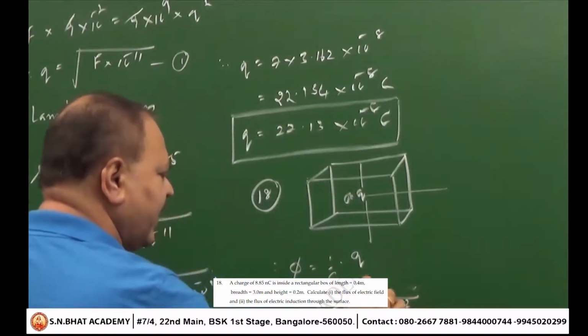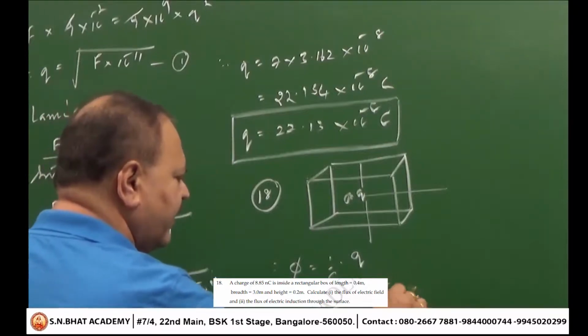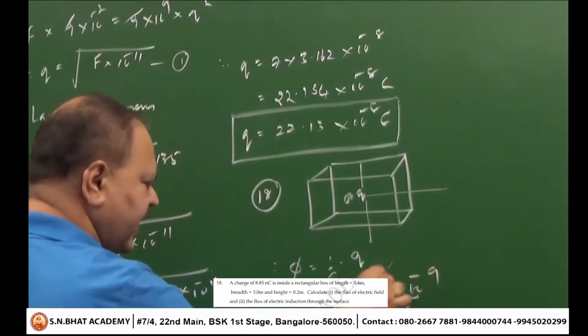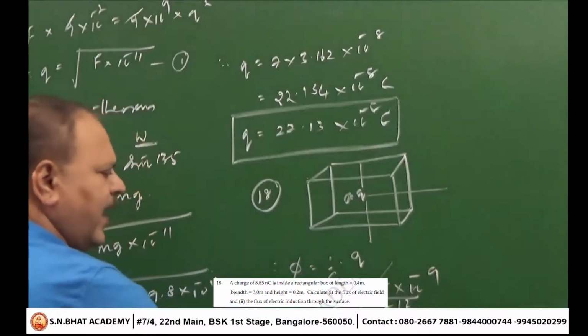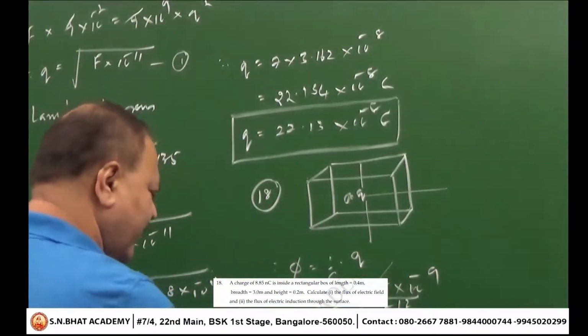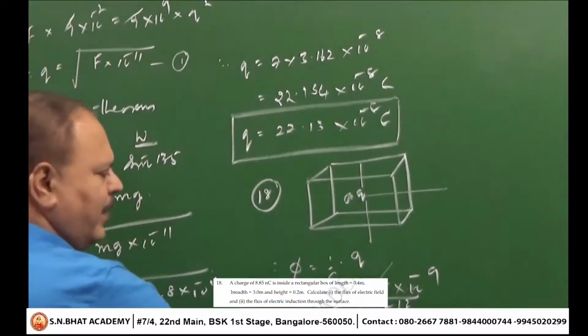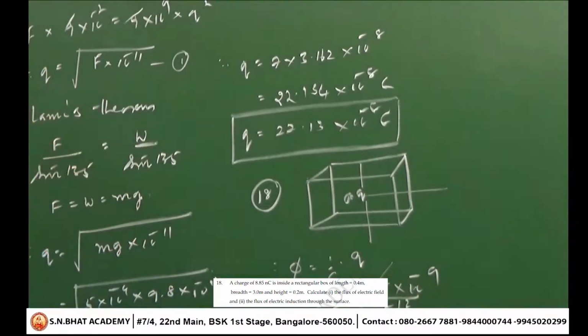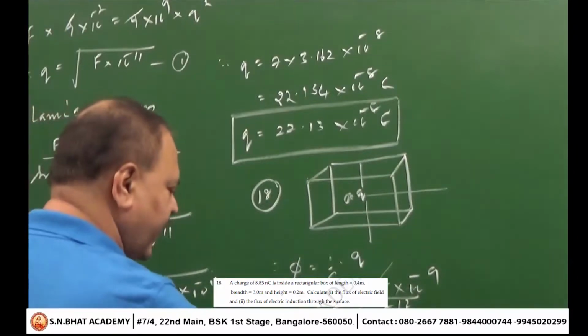he has given it as 8.85 nanocoulomb. Nano means minus 9, it gets cancelled, and when it comes to the numerator, cancel it there only, and your flux is equal to, remember, 10 to the power of minus 12. If it comes to the numerator, it is plus 12, and it is 10 to the power of 3.